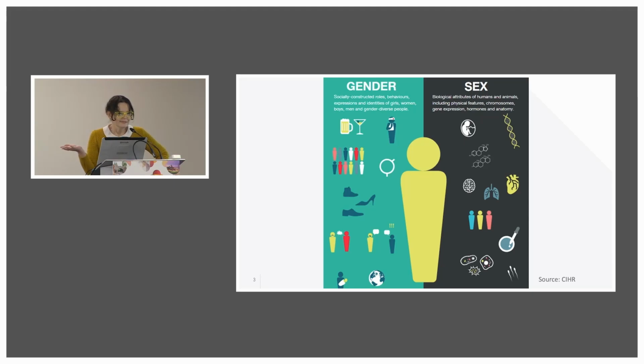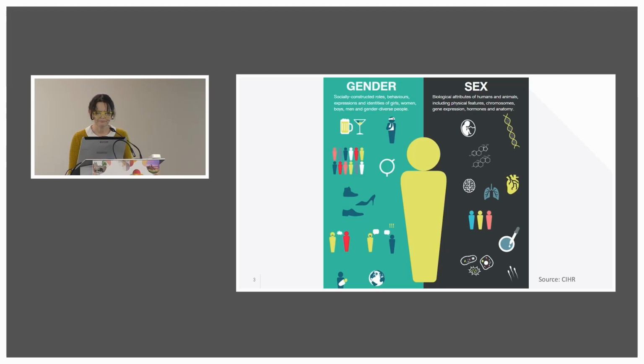I'm just going to start with this image that you may be familiar with, just to be really explicit about what we're talking about here. So sex refers to biological attributes, including physical features, chromosomes, gene expressions, hormones and anatomy. And sex is usually categorised as male or female, but there is biological variation in sex. And around 1 in 100 people have variations of sex characteristics that are outside those kinds of norms of male and female.